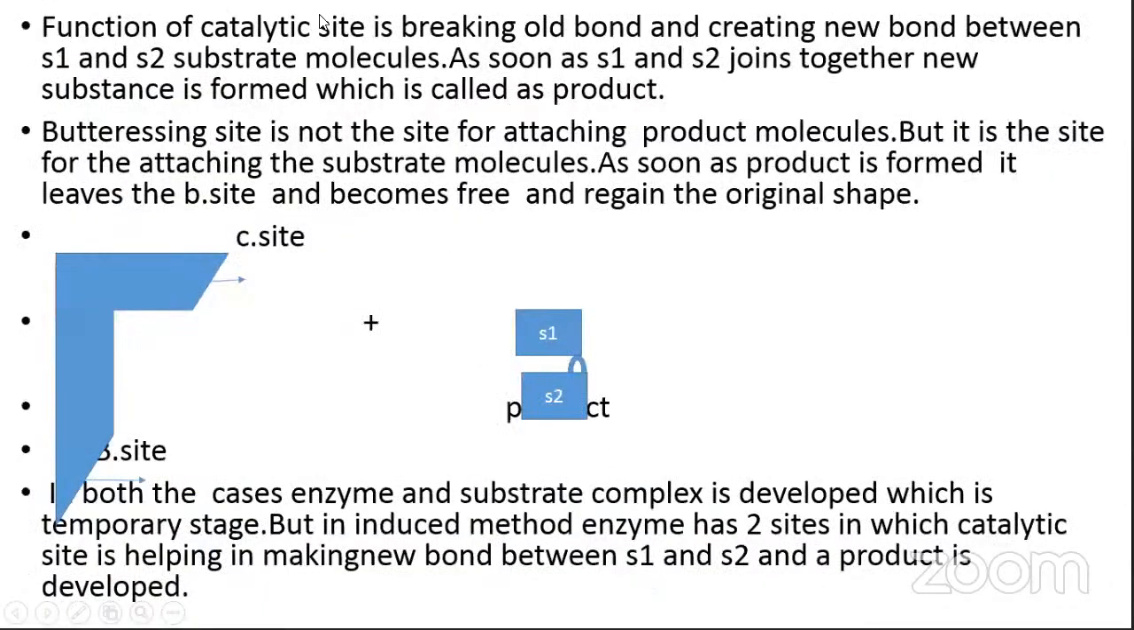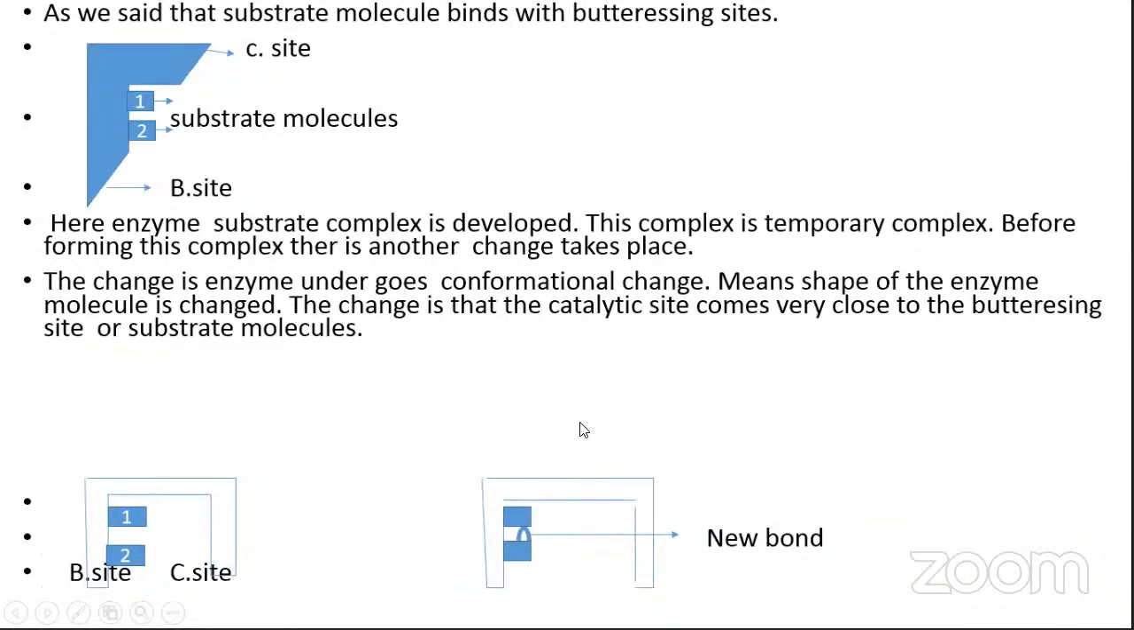So, the function of the catalytic site is breaking an old bond or creating a new bond between the substrate molecules, S1 and S2, or more than that. As soon as S1 and S2 join together, a new substance is formed, which is called the product. That is the next point. But before that, this catalytic site helps in creating a new bond between the substrate molecules.